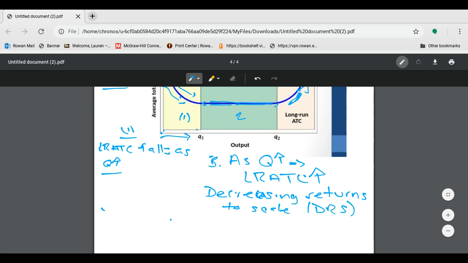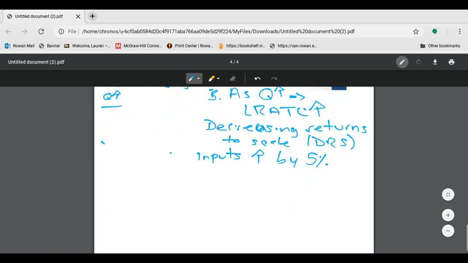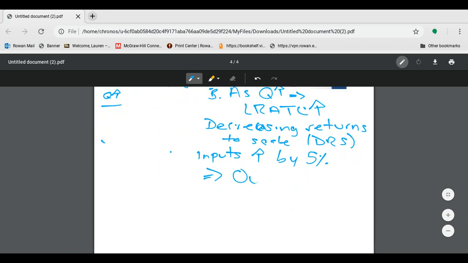DRS. That just says if our inputs increase by a certain amount, maybe that 5% again, just to give it a number, that causes our output to increase by less than 5%. So 2%, something like that. So we're not as productive as we once were. And your book goes through reasons why we might see each of these parts in a firm.